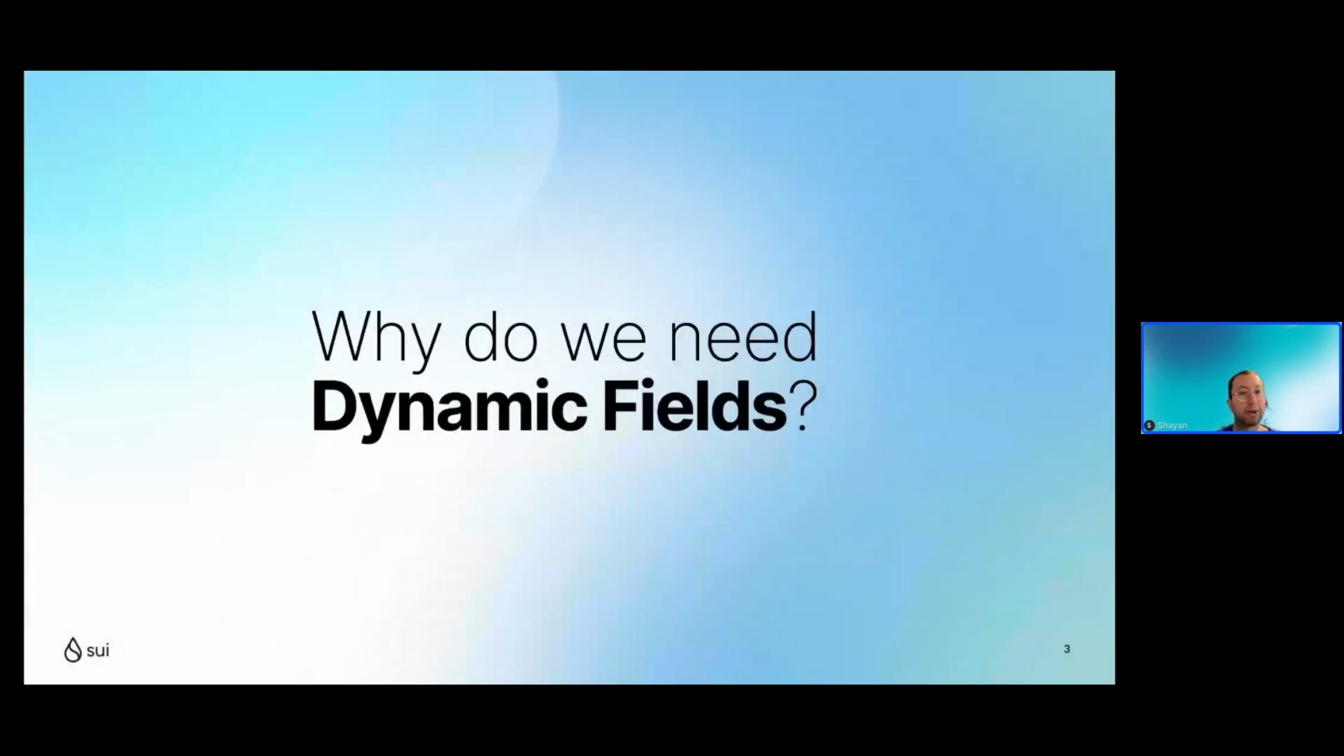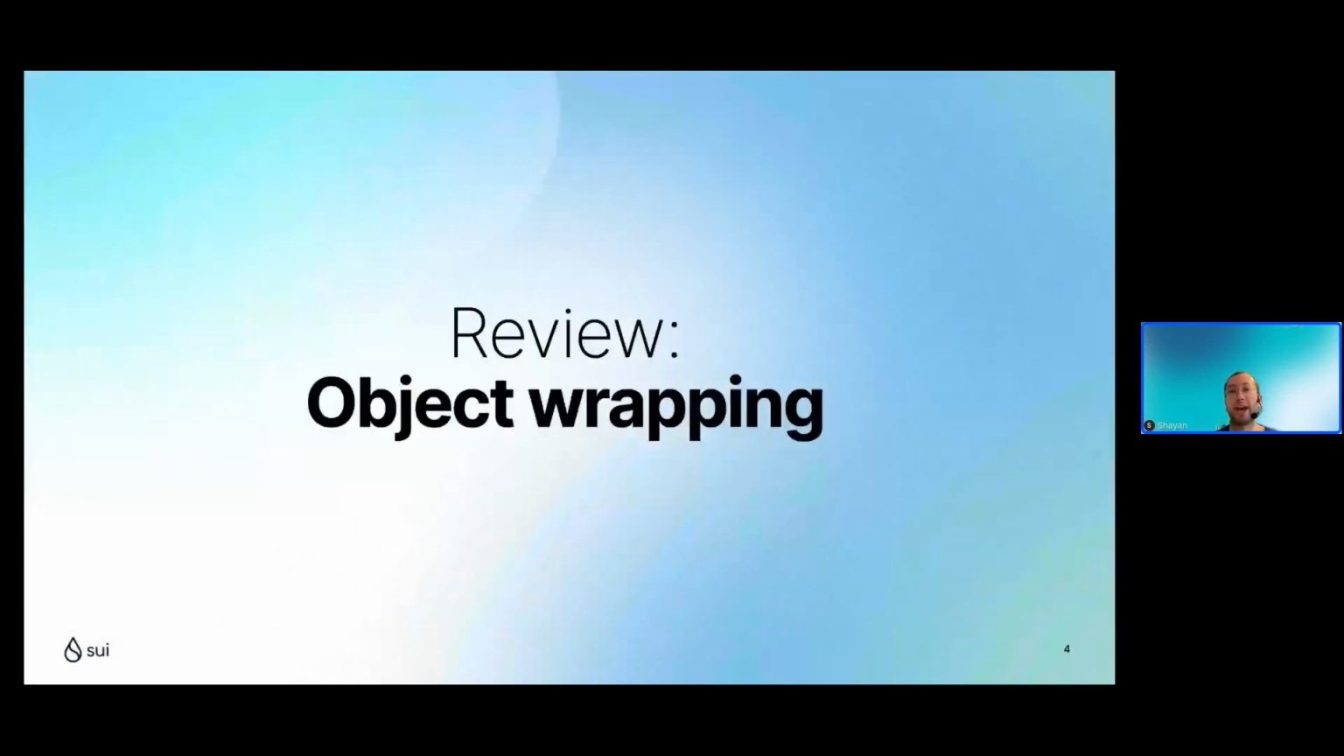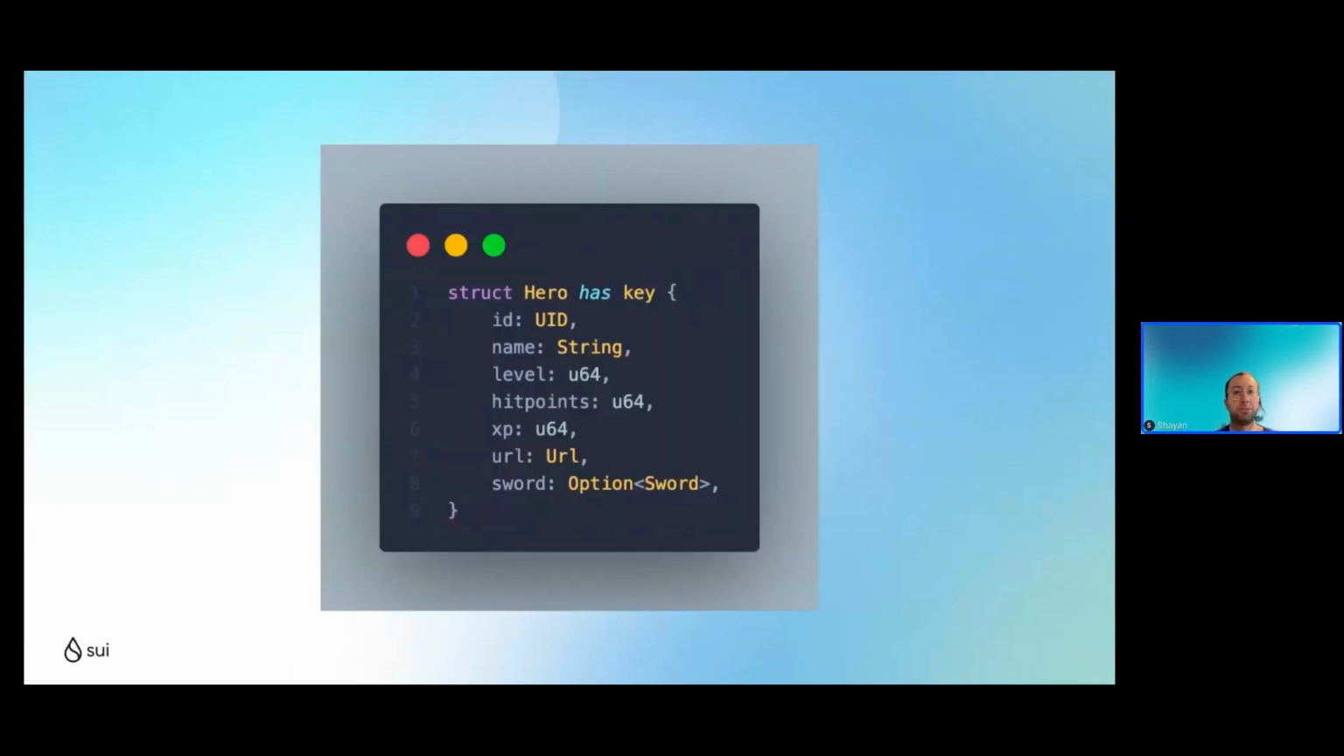Before we talk about that, we need to review what we already have. So let's talk about object wrapping. This is from the last session, right? When we created that hero in our little game, we saw that if we want our hero to have a sword, it would be Option<Sword>, where it essentially says that our hero can either have some sword, meaning it can have a sword, or none, it doesn't have a sword.